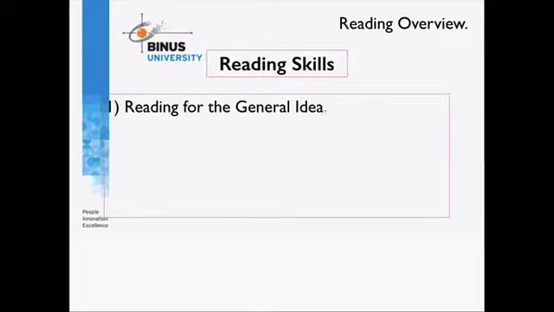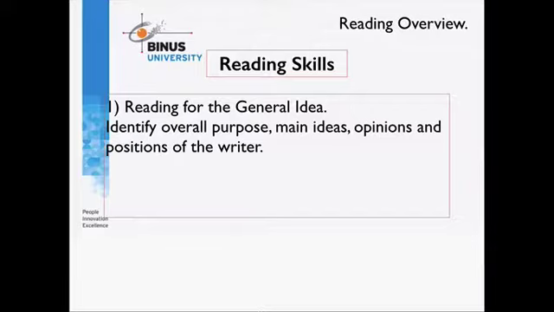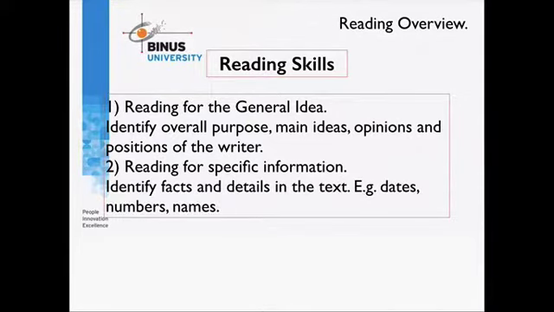And there are only 2. This is the first one, which is reading for the general idea. And what I mean by this is questions that ask you to identify the overall purpose, the main ideas, the opinions and positions of the writer. And the second skill is reading for specific information. Of course, this is where you need to read and identify facts and details in the text. For example, they might be dates, numbers, or names.